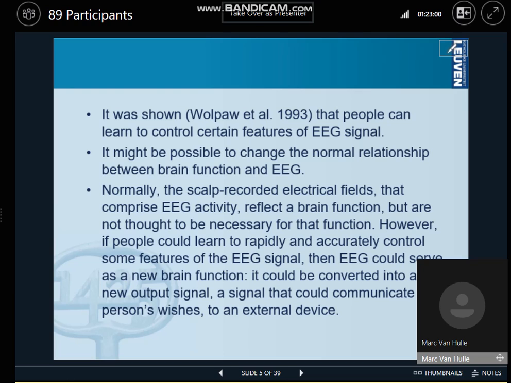Normally EEG reflects brain function, but of course what you're recording is not necessary for that function, right? The function could be supported in other ways or used in other ways. And this is what you're tapping into. You can actually train yourself to control particular signal features, and this can be differentially picked up by EEG and converted into a signal with which you can control or communicate what you want to do.